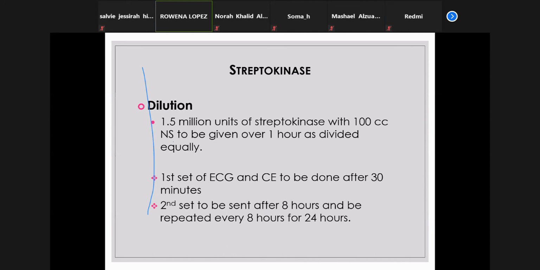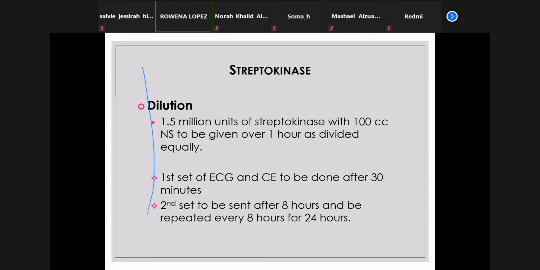So streptokinase, okay? Streptokinase is usually given before the patient is sent to a cardiac center. Usually streptokinase will be started in the general hospitals. So the dilution is 1.5 million units of streptokinase with 100 ml of NS to be given over an hour, divided equally. So one vial is actually 75,000 units.